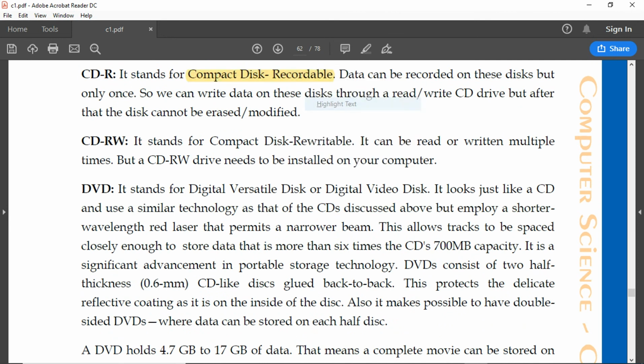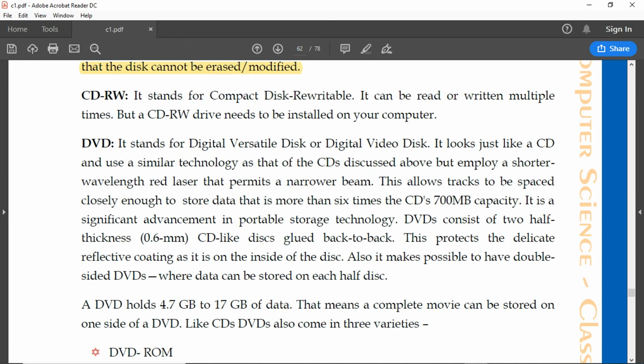Data can be recorded on these discs but only once. So we can write data on these discs through a read/write CD drive but after that the disk cannot be erased/modified. CDRW stands for compact disc rewritable. It can be read or written multiple times. But a CDRW drive needs to be installed on your computer.